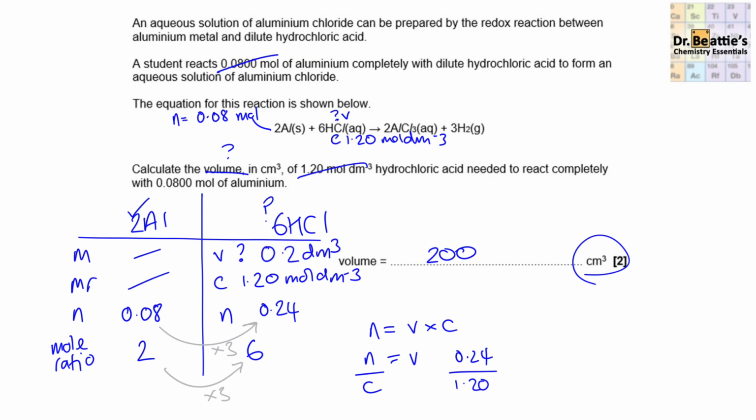This is where you have to be really careful in the exam. If they have told you that the units have to be in centimeter cubed, you have to do some conversions. So we're going to have to take decimeter cubed into centimeters cubed. To do so, we need to times whatever decimeter cubed is by 1,000. So we do 0.2 decimeter cubed times by 1,000, we get 200 centimeter cubed, hence the answer on the answer line.